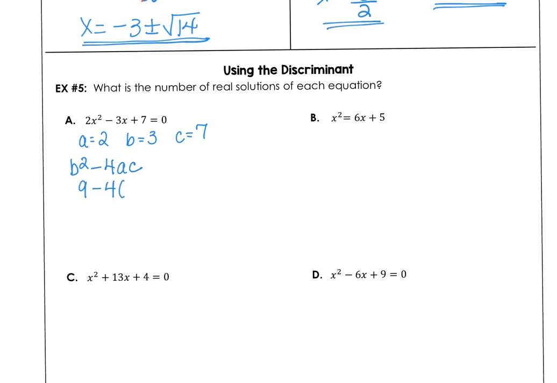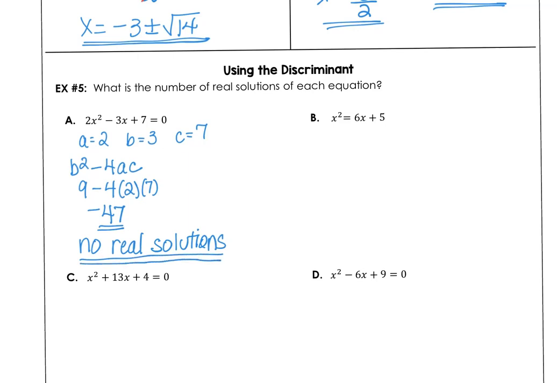Minus 4 times 2 times 7. So this is, let's see, 8 times 7, that's 56. 9 minus 56, negative 47. And negative 47 is less than 0. That means we would expect no real solutions. And you can see the reason for that is because we can't take the square root of a negative number in the real number system.